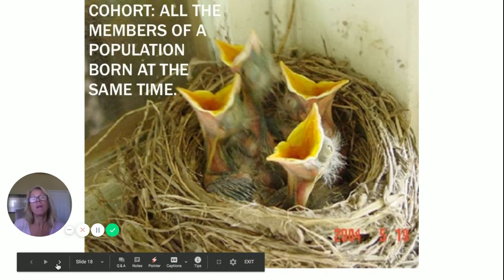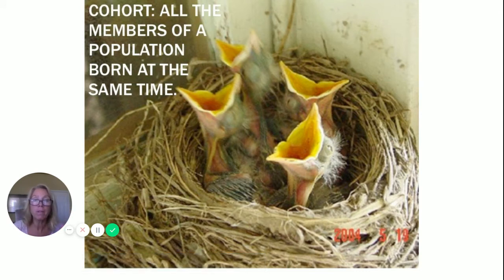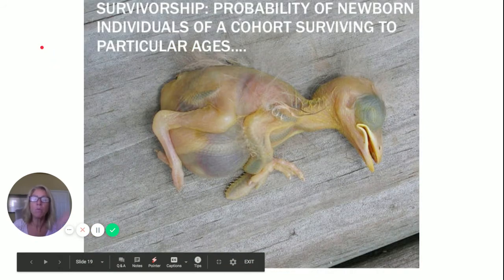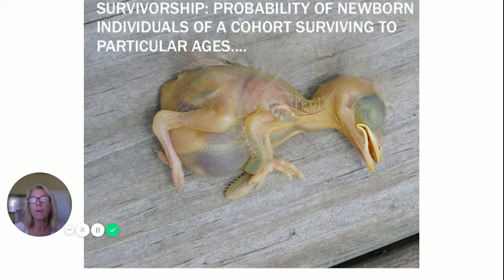Okay, and when we study populations, you can talk about a cohort, and that's all the members of the population that are born at that time, and then together they're going to be going through the different life stages, right? So for instance, if you're in 10th grade right now, you are in a cohort of 10th graders. Next year you will be in 11th grade, then 12th grade, and you will all be entering college probably about the same time. That is your cohort. So when you study them, you want to talk about survivorship. What is the probability of the newborn individuals surviving to particular ages?